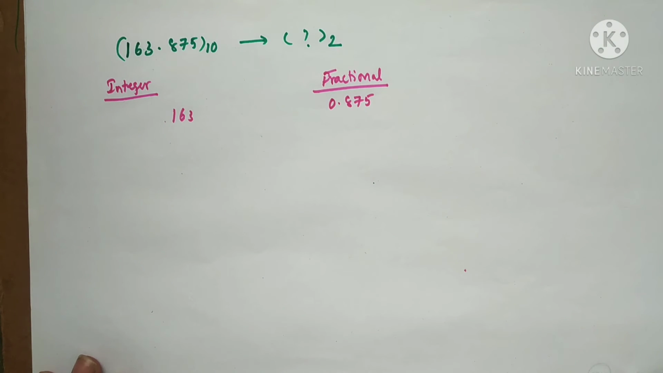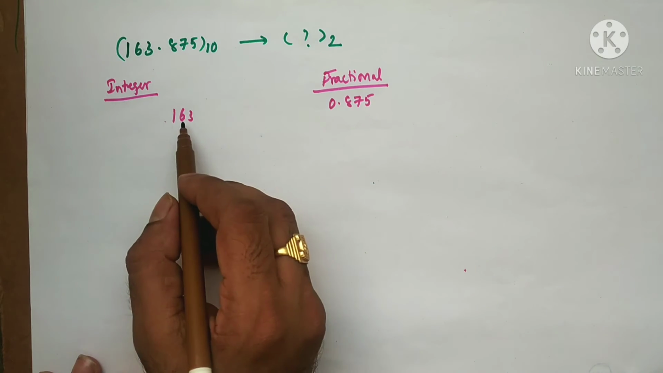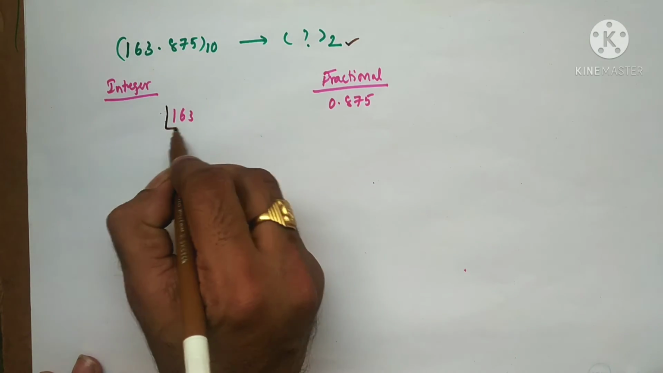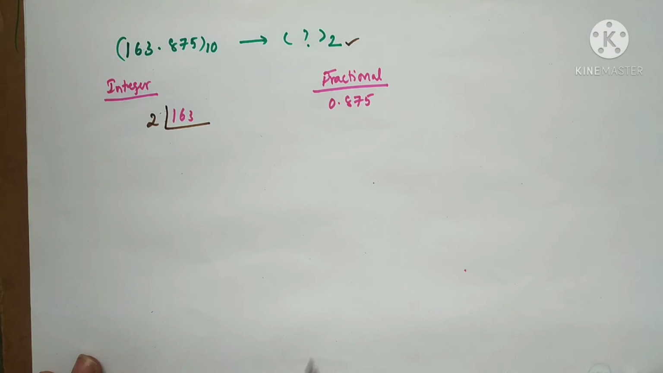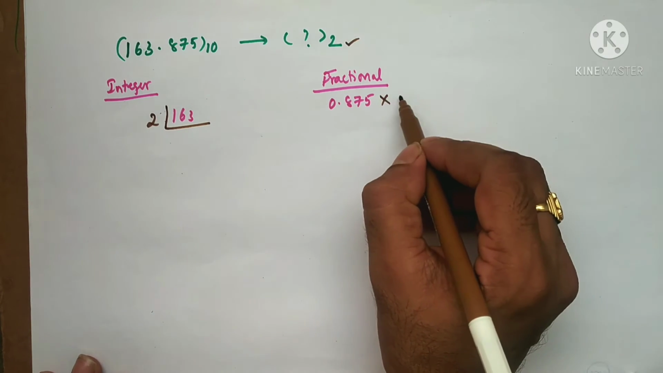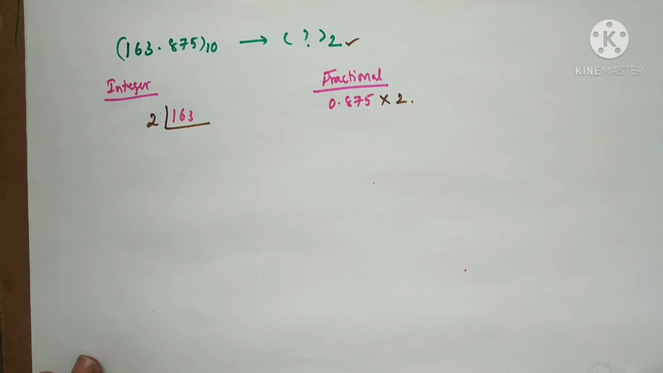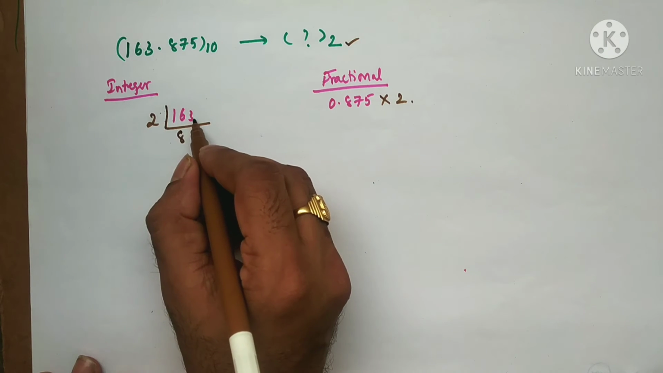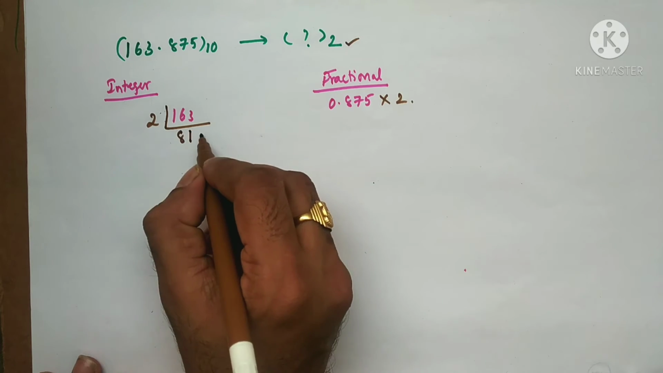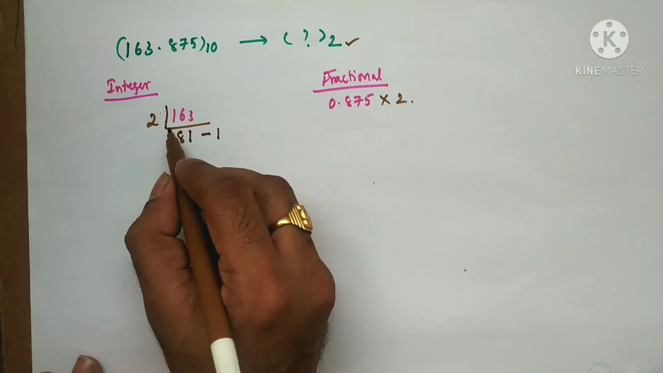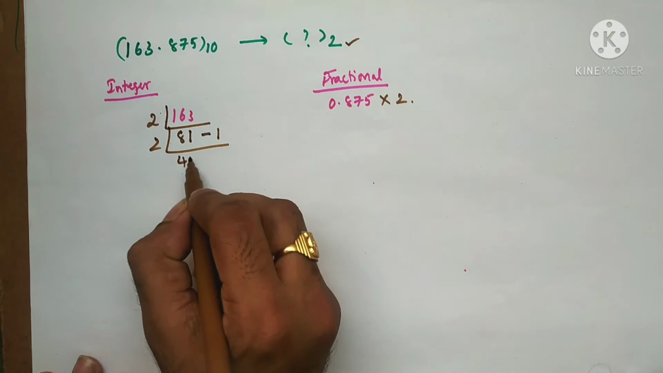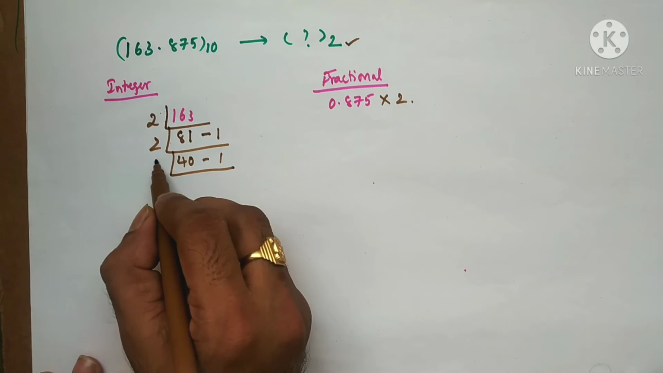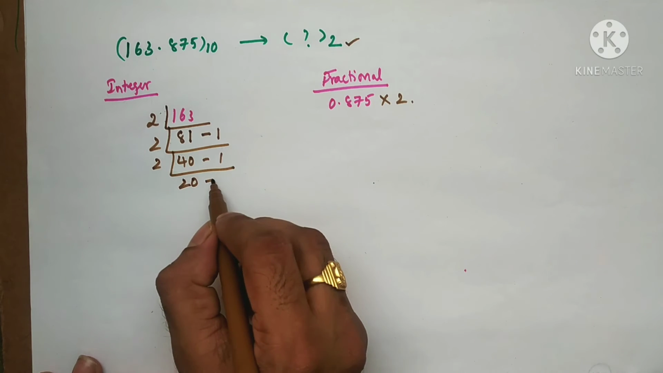Okay. So now I have to divide this integer part by 2, and I have to multiply this fractional part by 2, successively. Okay. 2 81s are 162. Remainder is 1. 2 40s are 80. Remainder is 1. 2 20s are 40. Remainder is 0.